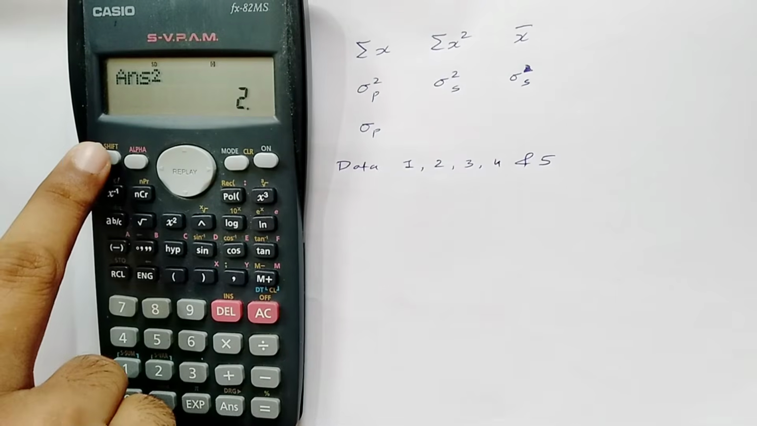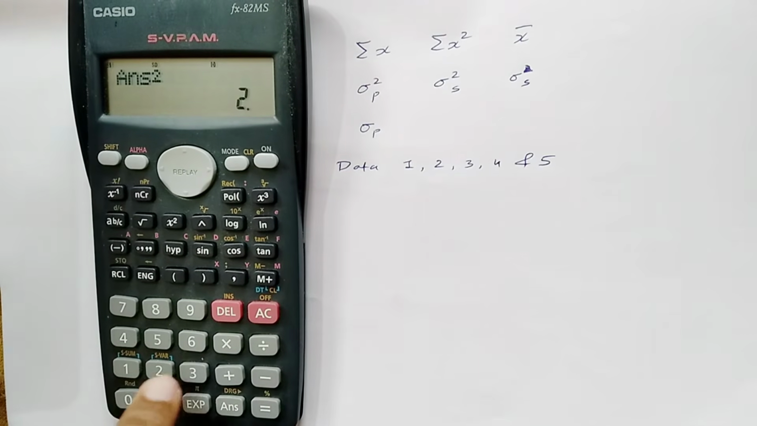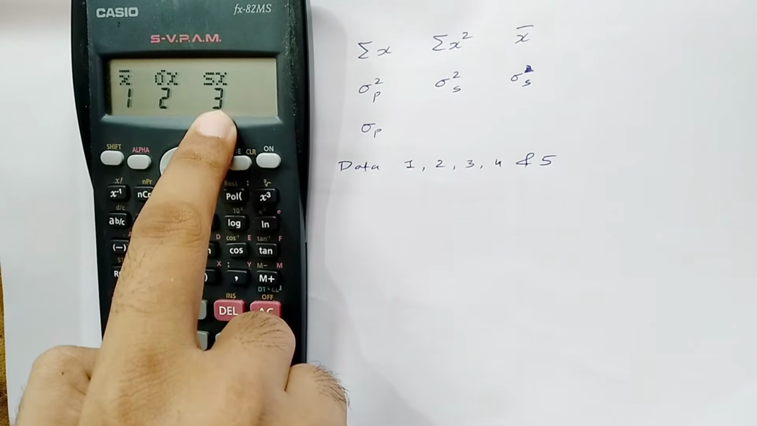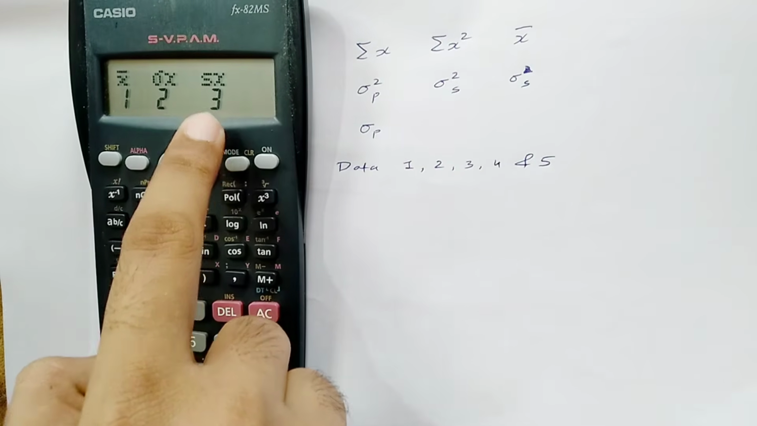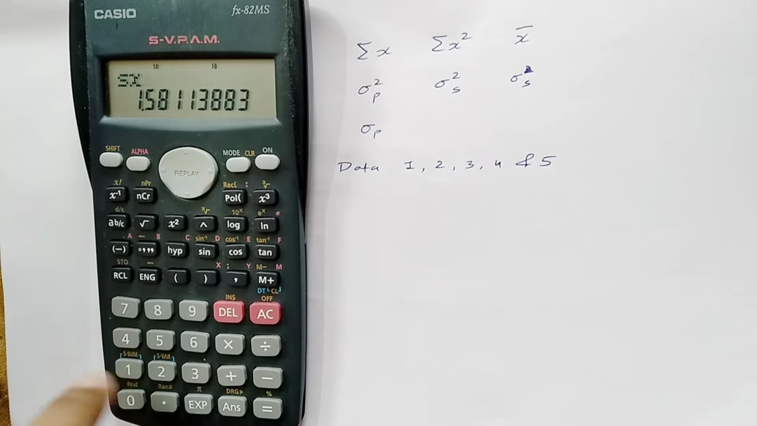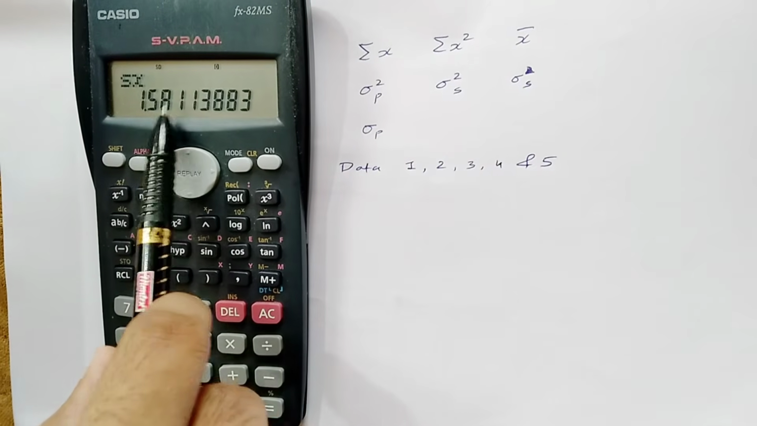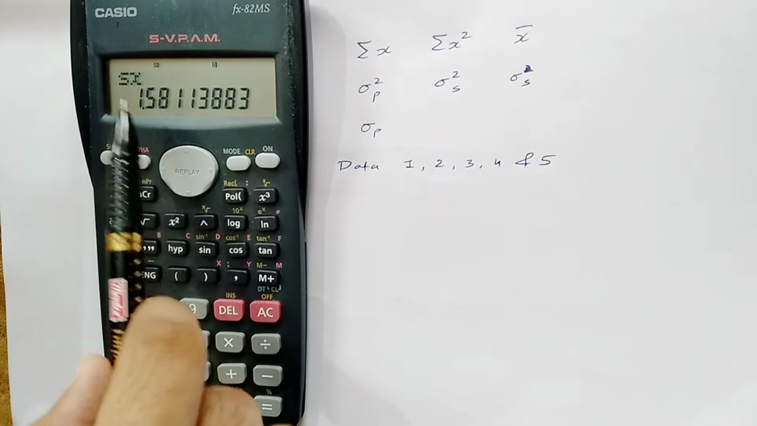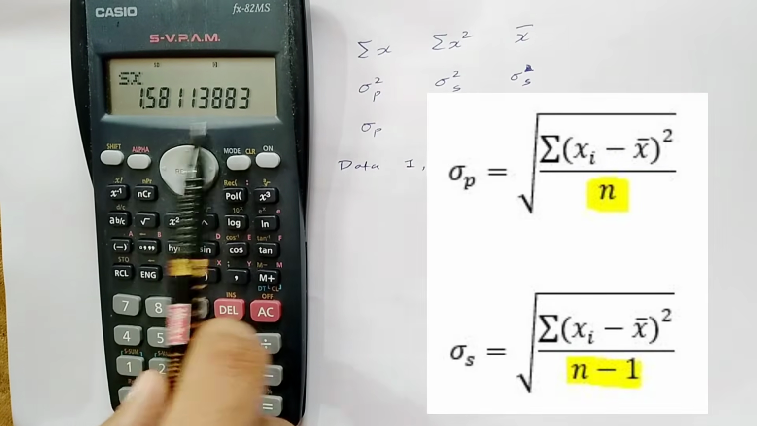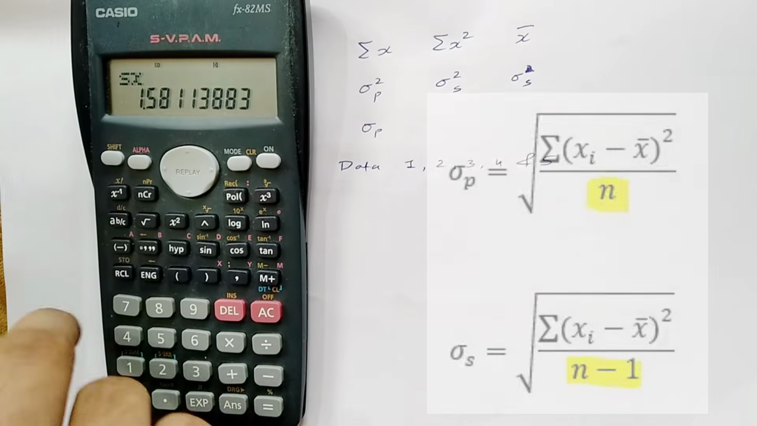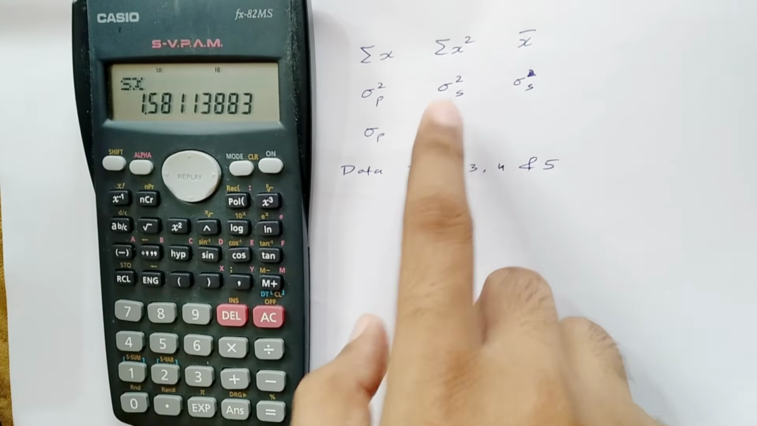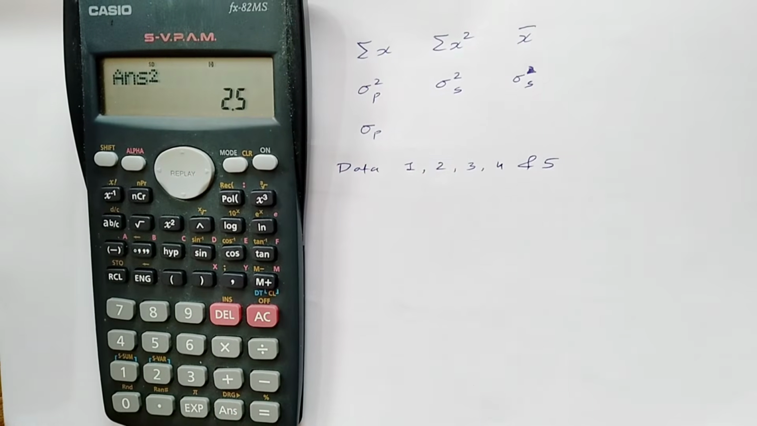Now we want to calculate the standard deviation of the sample. So shift 2 and then 3. Here Sx, that is the standard deviation of the sample. So press 3 equal to. So the standard deviation of the sample is 1.58. Here there is only a change in the formula. In the denominator we have n minus 1 instead of n. So now we get this value. We want the variance of the sample, so we will square it, 2.5.